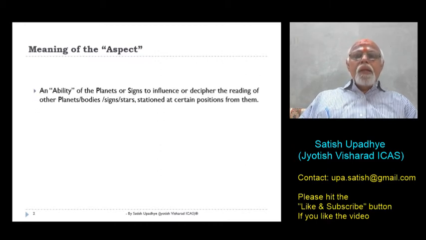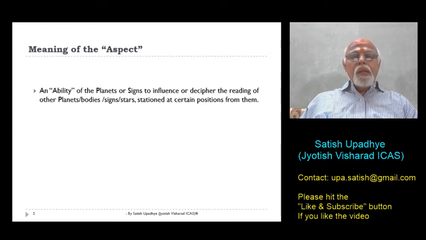Go to the slide. The definition is appearing. An ability of the planet or signs to influence or decipher the reading of other planets, bodies, signs, stars, stations at certain positions from them. So, two important points are included in this particular definition.